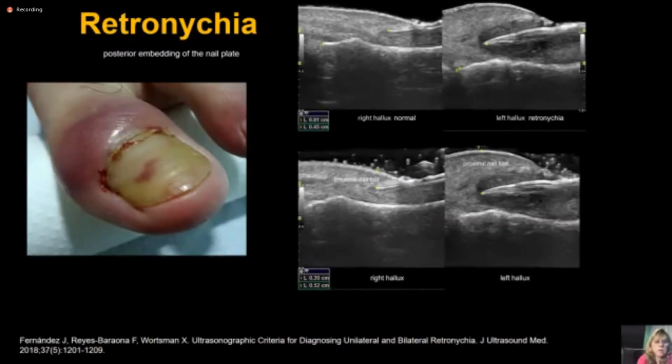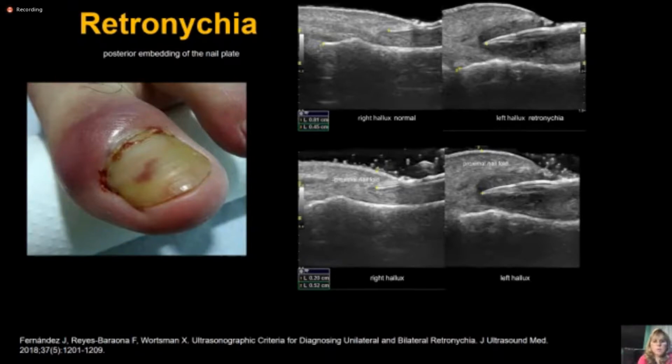And another condition that you can find on the nail is retronychia. This is the posterior embedding of the nail plate. You can see here an acute retronychia with erythema of the periungual region and swelling. There are signs that are published in the literature to diagnose retronychia.